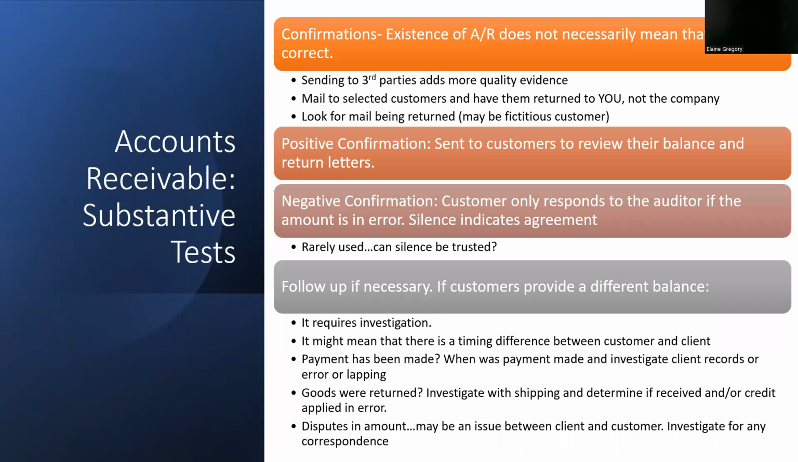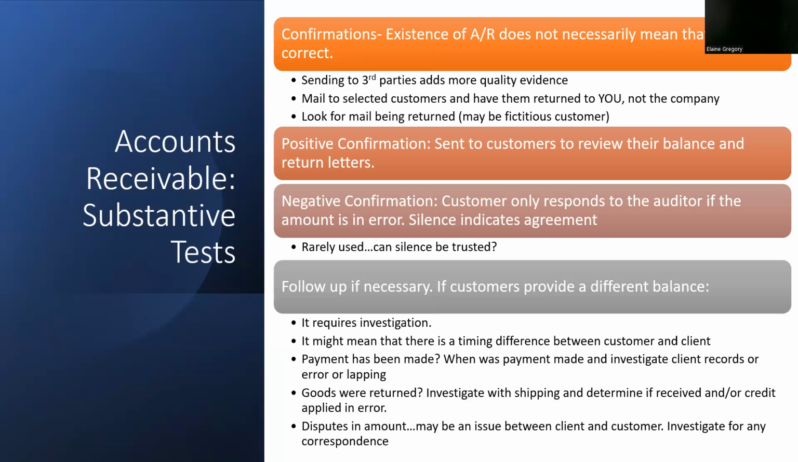When we're looking at these substantive tests for accounts receivable, we normally use confirmations, and we call those third-party confirmations. We send letters to the customers, the third party, to confirm the balances of the accounts receivable at a certain point in time. Now, that adds more quality evidence because it's coming from the third party, not the company. You mail them to the selected customers, and you have them returned to you and not the company. Why? They might get lost in the company mail. They might get altered.